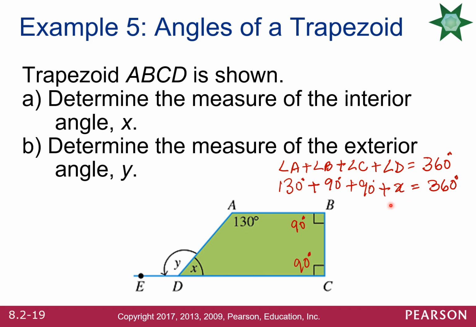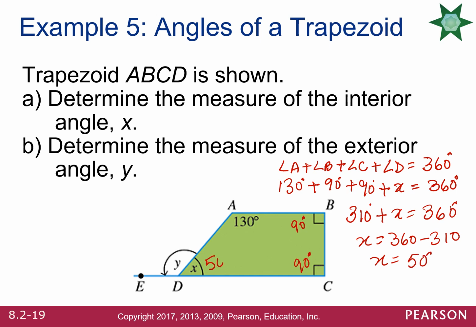So let's solve for X at this point. Sum up 130 plus 90 plus 90, and that should give us 310 degrees plus X equals 360 degrees. So solve for X by subtracting 310 from 360. So 360 minus 310. Therefore, X is a 50-degree angle. We know that this is a 50-degree angle.